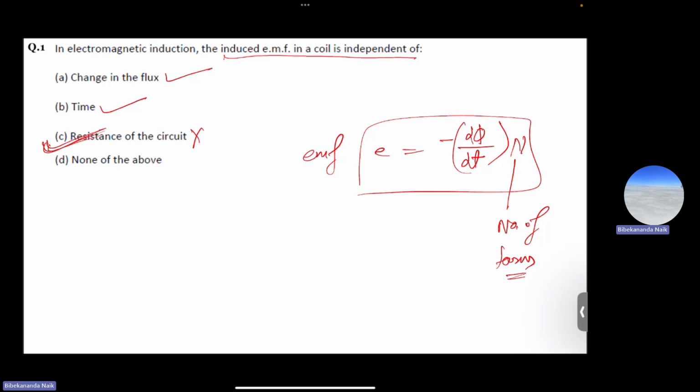So it is independent of the resistance of the circuit. I hope this clears your doubt. Now we move to question number 2.